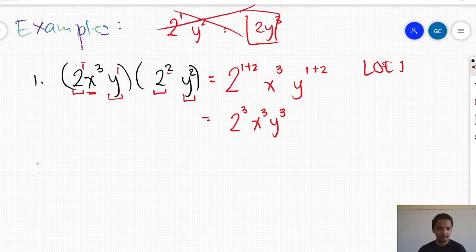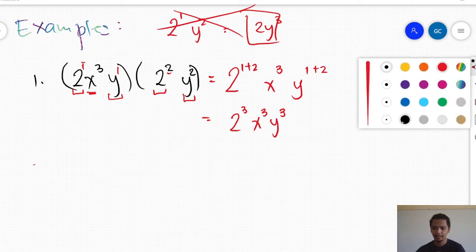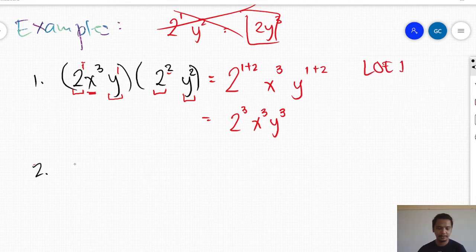Halimbawa, meron kang, let's say, ang example natin ay a square b c cube raised to, let's say, 4.